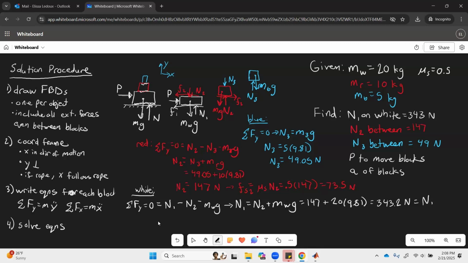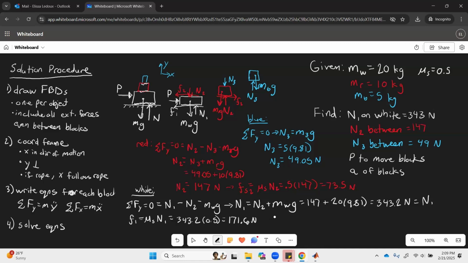Now we can find the friction force 1. Okay, so friction force 1 equals mu s times normal force 1. So we just multiply 343.2 times 0.5, and that equals 171.6 newtons is friction force 1.